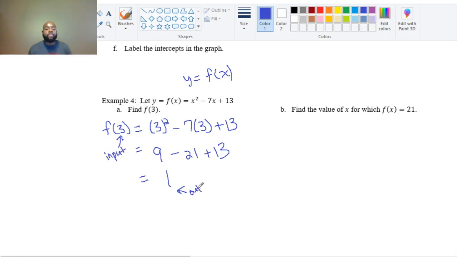we have an output. Basically, what we found is an ordered pair that, if we were to graph, we know that this function would pass through. All right. That's what we have here.